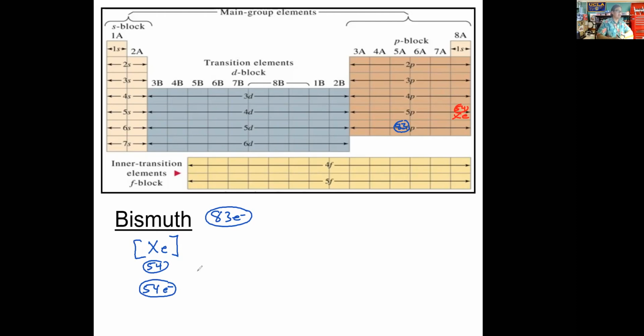So with that said, we can go ahead and write down the remaining electrons and how they are different from that of xenon. So if xenon is square number 54, we're going to start our count right here.